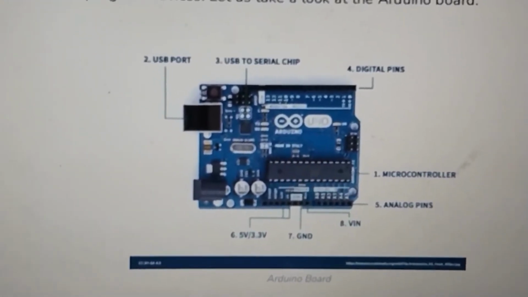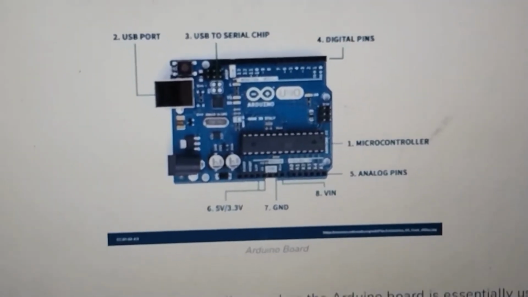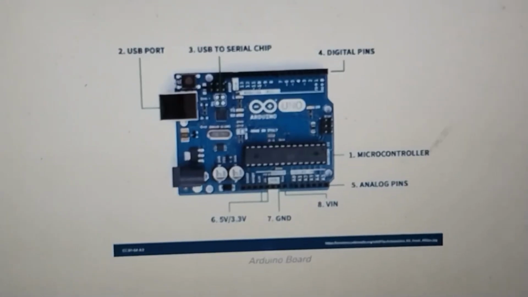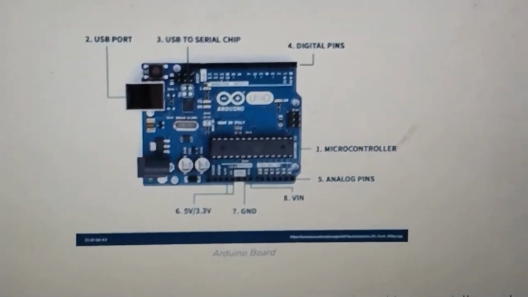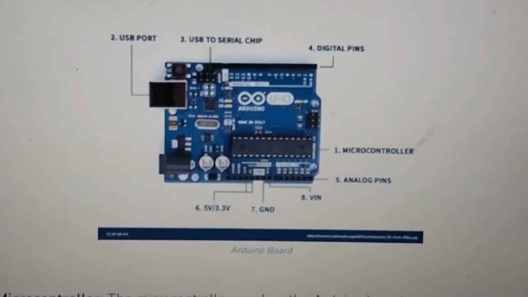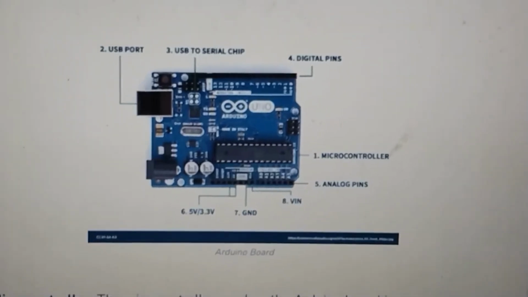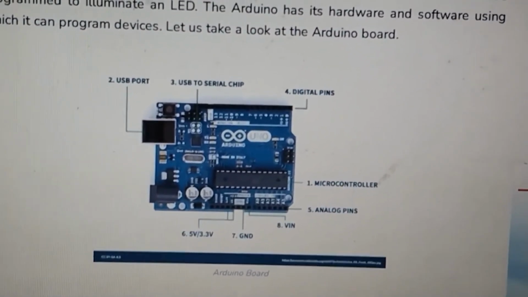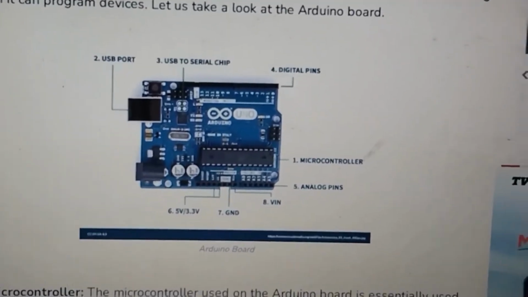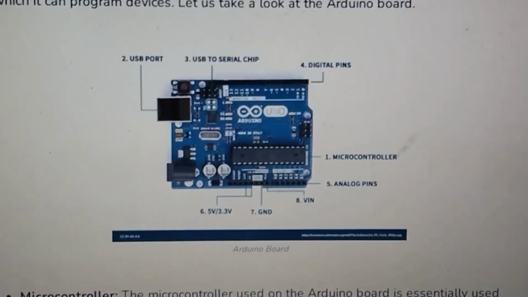This is the microcontroller. The next ones are the analog pins and the USB port. The USB port is for input and output, along with the USB to serial chip, the digital pins, Vin and ground. GND is nothing but ground. These are the major parts of an Arduino board.